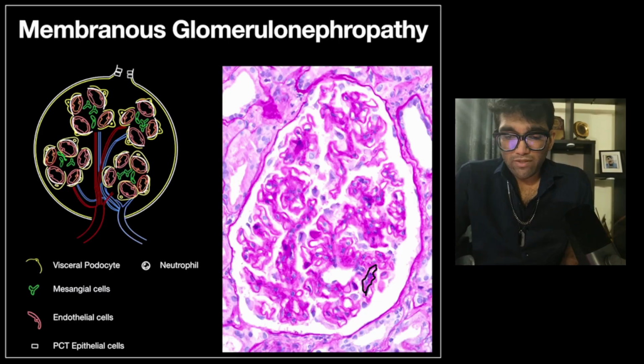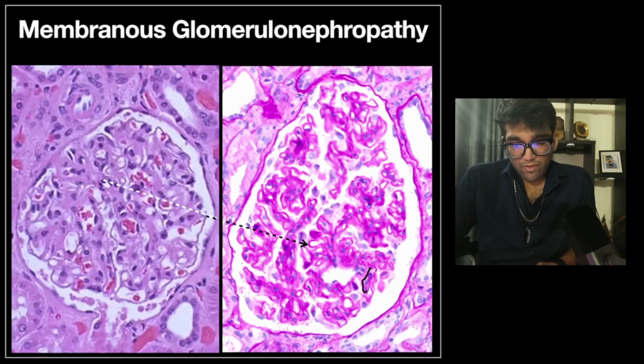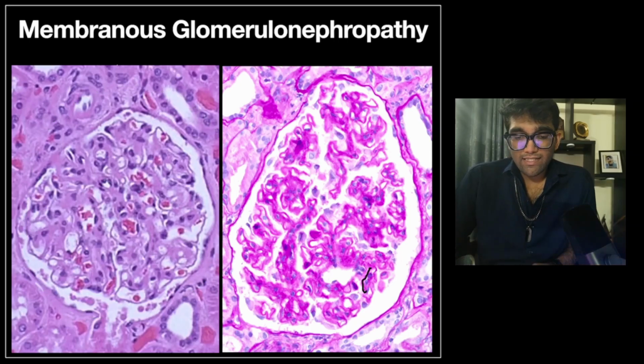In light microscopy, you don't always see something so obviously showing a thickened capillary basement membrane, but you might. So as compared to your normal glomerulus, this is your normal, there is definite thickening of the glomerular basement membrane. But like I said, this is not something you can always count on. Sometimes you may find it, sometimes you may not.